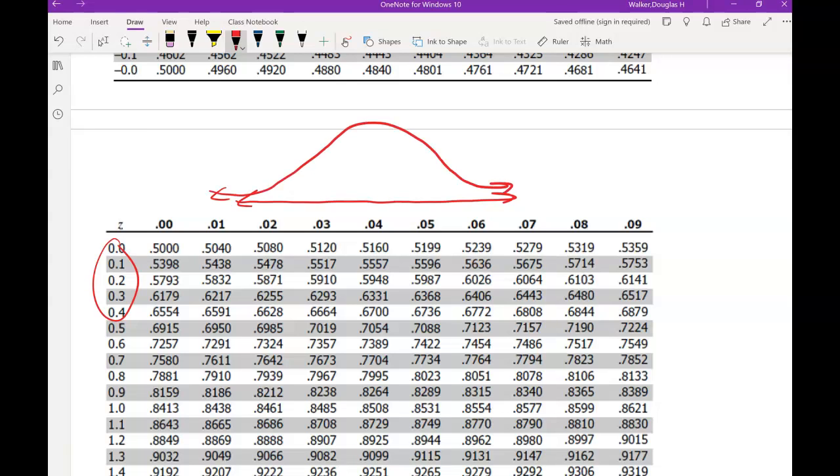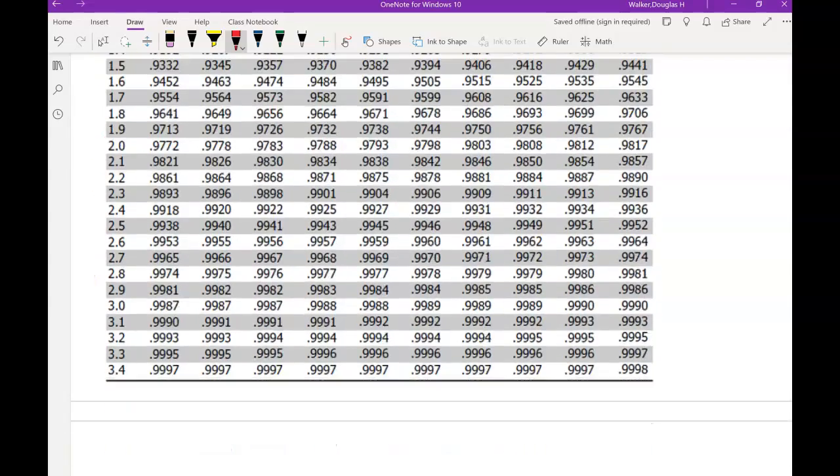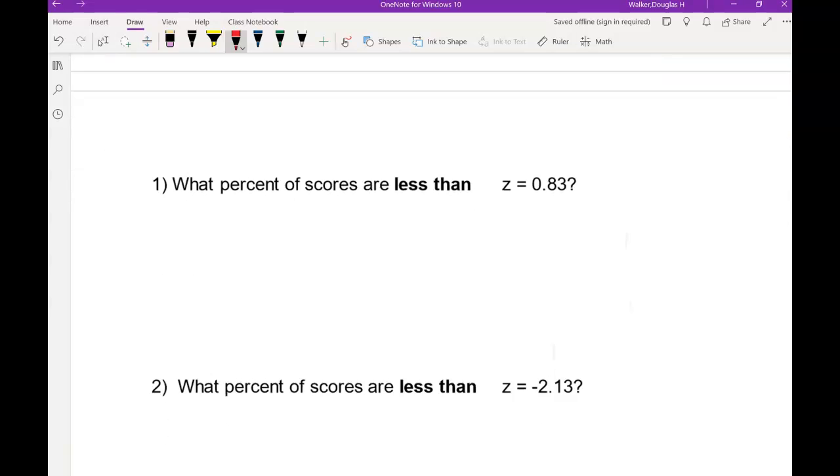So if I do my little curve here, kind of sloppy, these values will be to the right of 0, but the number still represents what's less. So it's still going to be to the left. And that's going to be important when we look up some of these numbers. So let's look at an example of how we can use this table.